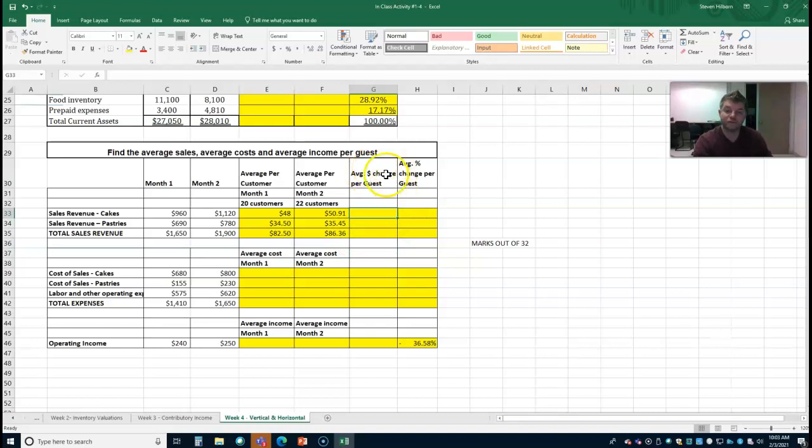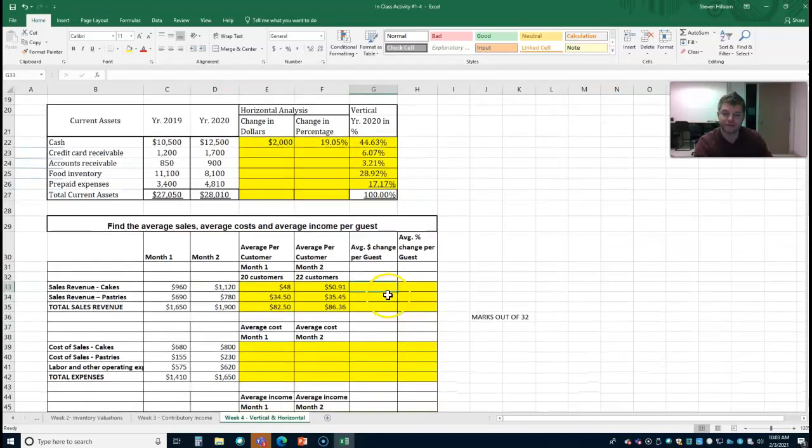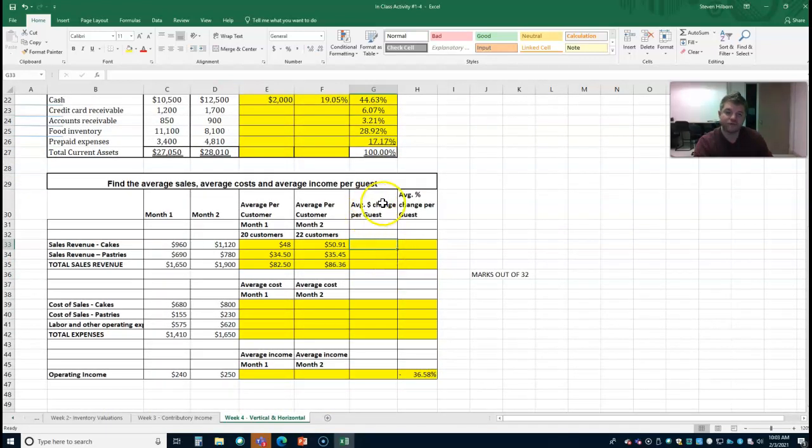So now we're going to do average change per guest. This is very much like this, but it's kind of a two-step process. The average dollar amount change per guest is month 2 minus month 1. And then the percentage will be that change divided by month 1, as a percentage. And I'll just go through and actually do all these. So the $2.91 is actually a 6% increase from $48 to almost $51. That's 6%. So we're going to do the same thing here.